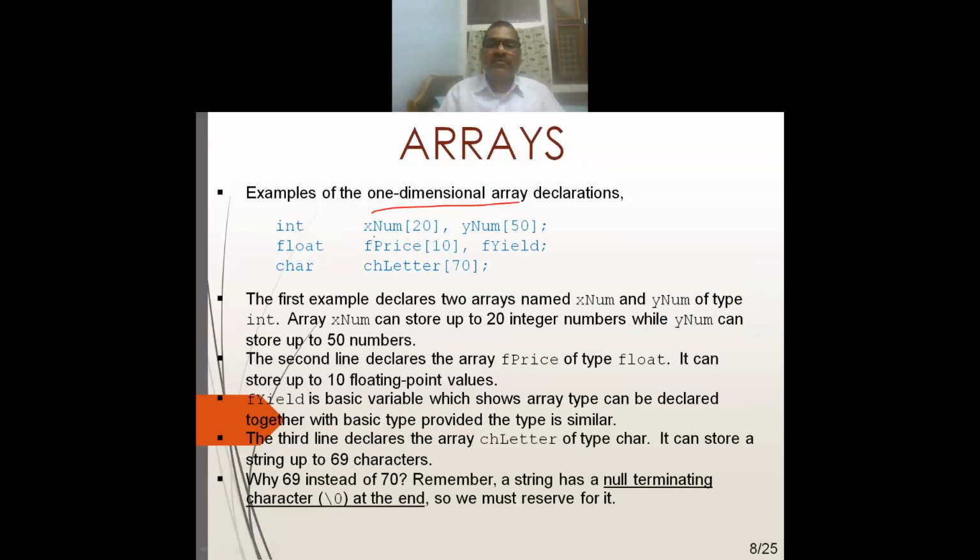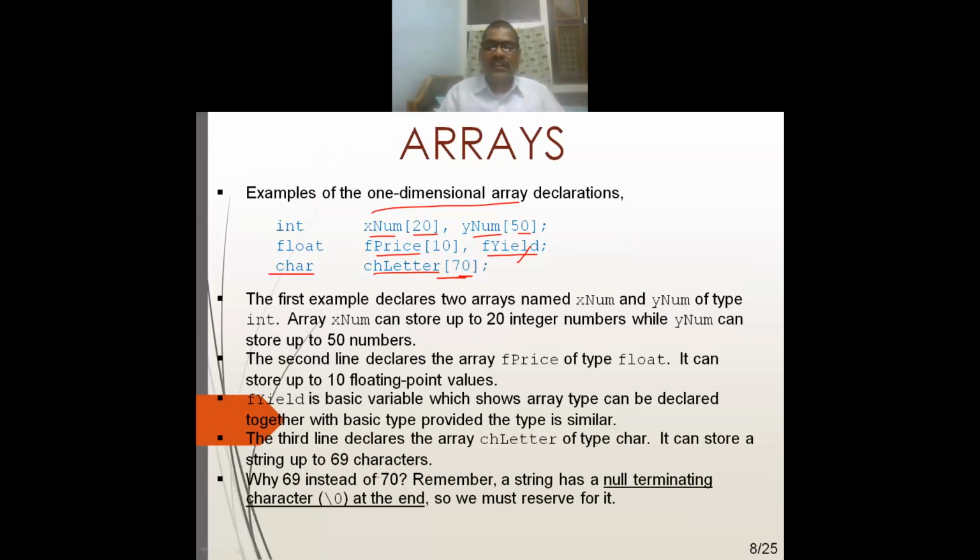If you take int xnum[20] and ynum[50], these are two arrays of integer type. Size of xnum is 20 and ynum is 50. Similarly, float fprice[10]: fprice is an array which is able to store float values. fyield is just a float variable, it is not an array, it is just a normal float variable. And then char letter[70], which is a character array which can store 70 characters.